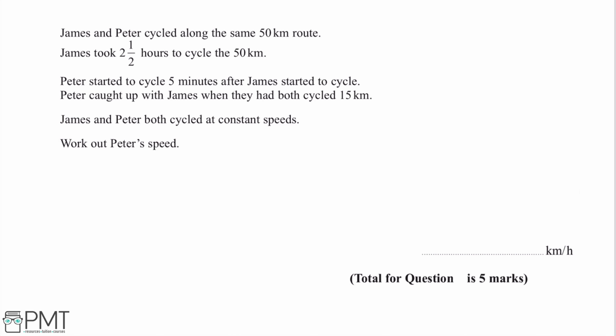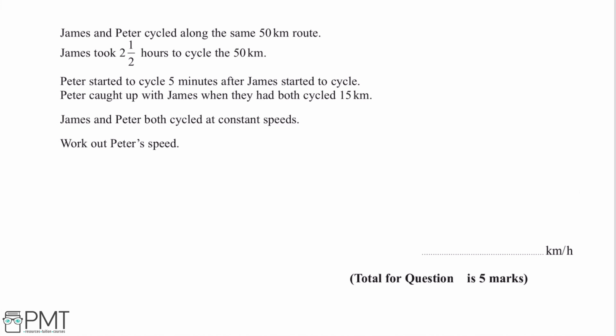James and Peter cycled along the same 50-kilometre route. James took 2.5 hours to cycle the 50 kilometres. Peter started to cycle 5 minutes after James started to cycle. Peter caught up with James when they had both cycled 15 kilometres. James and Peter both cycled at constant speeds.